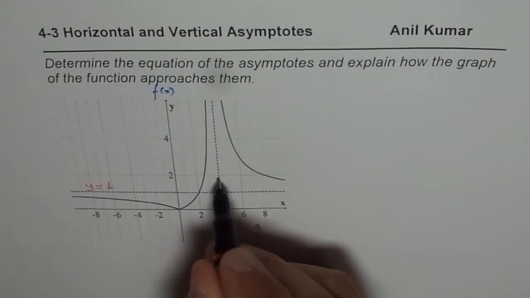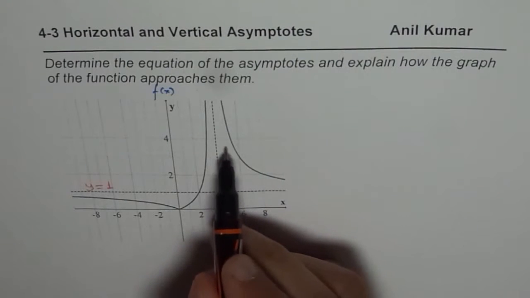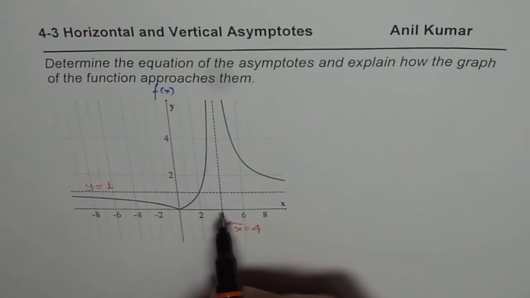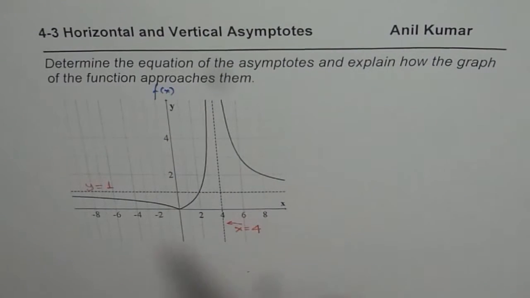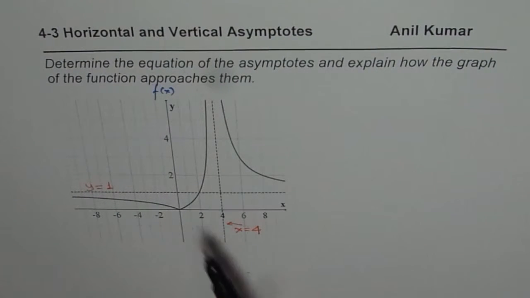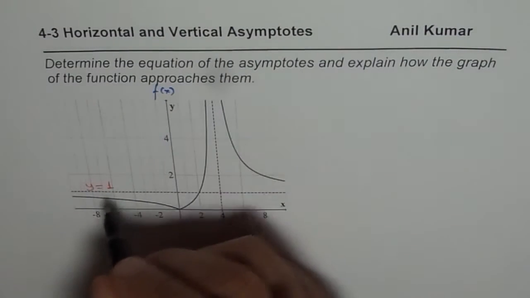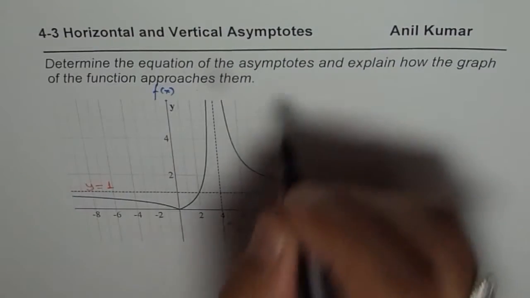So at every point the x value is 4. The function is never 4, you can see. 4 is not in the domain of the function. However, the function approaches 4, right? So as you approach 4, the function approaches infinity, right? So what you notice here is that the horizontal asymptote is the one which describes the end behavior, right?